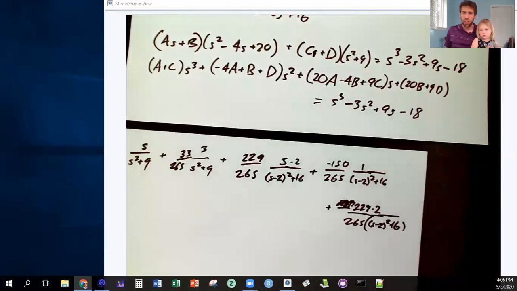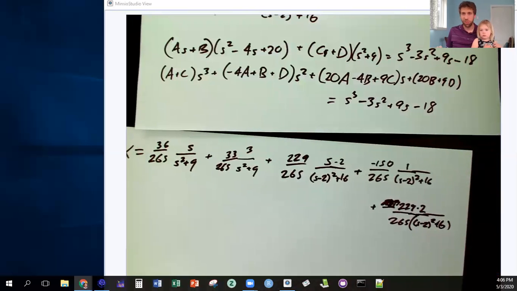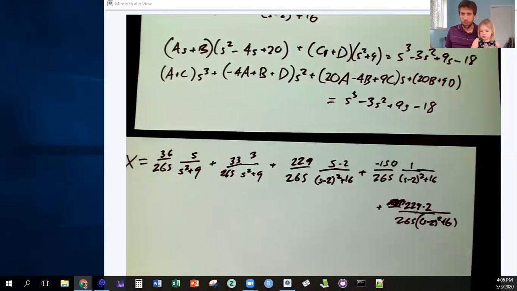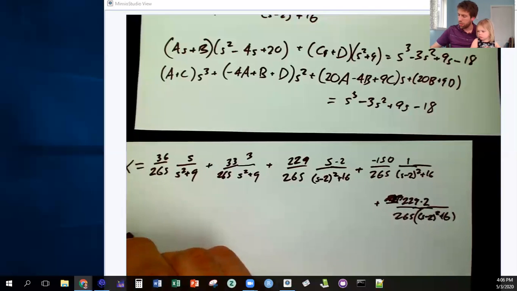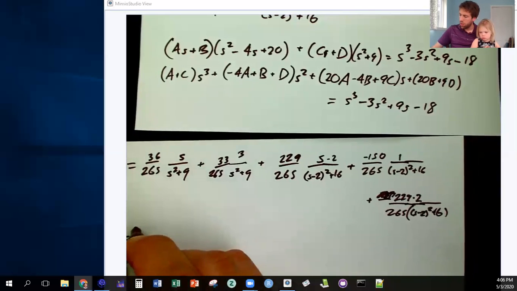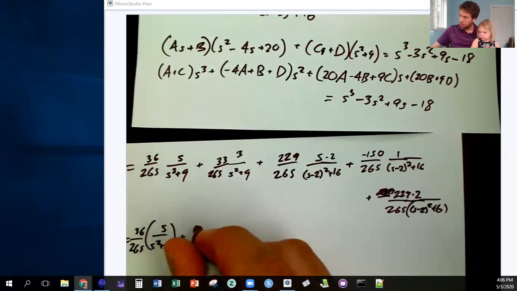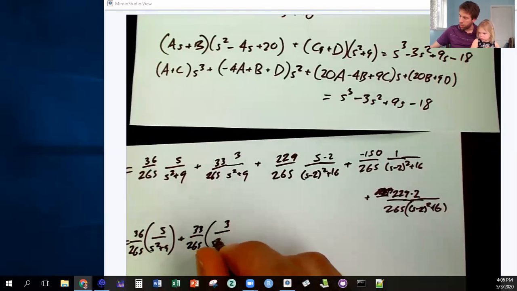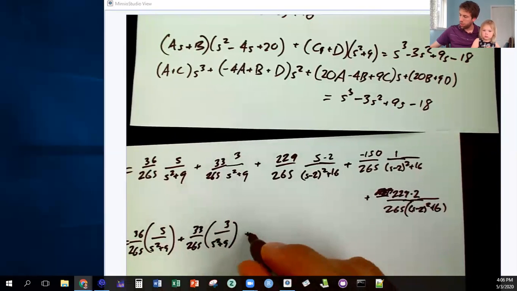Okay. It's an ugly way to fix it. Would have been better to have done it right the first time. Oh well. Okay. So I should simplify first. Okay, so x equals 36 over 265 times s over s squared plus 9 plus 33 over 265 times 3 over s squared plus 9 plus 229 over 265.